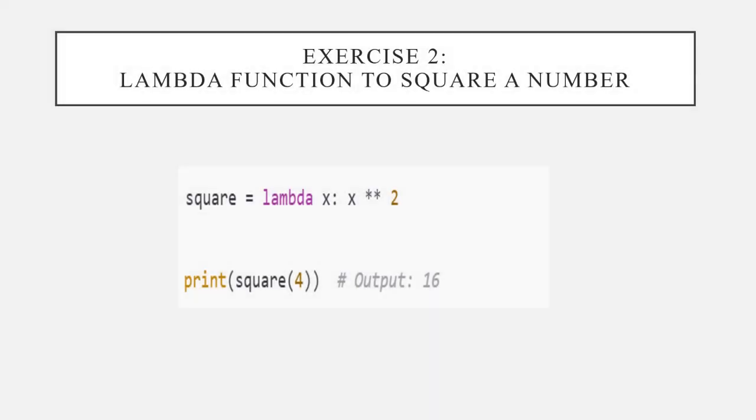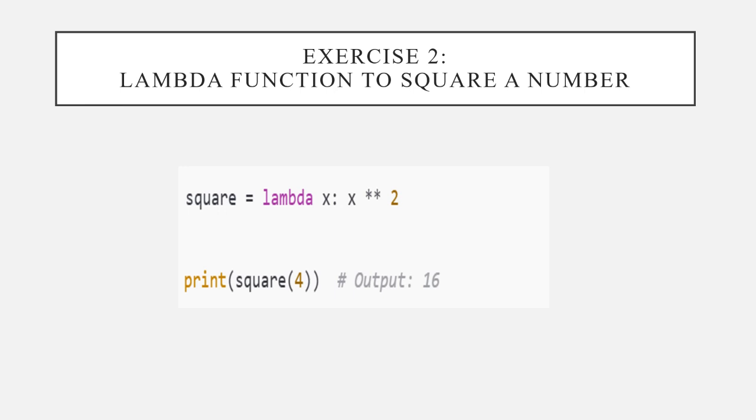In this exercise, we are asked to create a lambda function that takes a number and returns its square. So, a lambda function is like a mini function in one line. Look at the lambda function here. This means that it takes a single argument x and returns x squared. So, the print statement here returns 16 as the output.